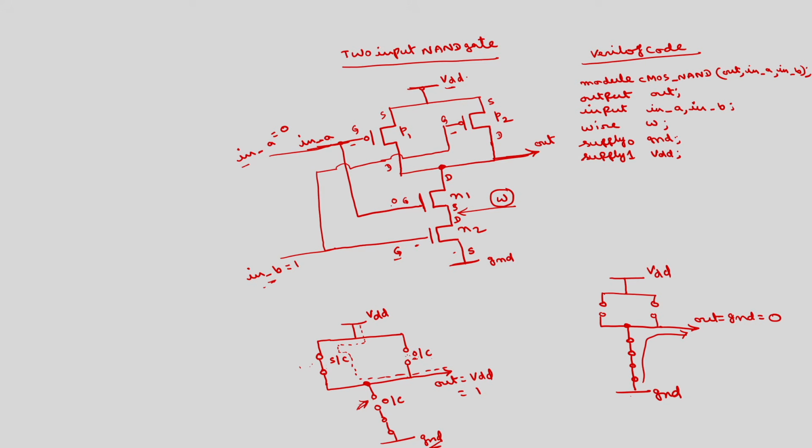Now, coming to this P1, PMOS primitive, P1, source, drain, gate, the terminal of the source we have to write first. So, for P1 source is at VDD. So, VDD, drain of PMOS is at out. So, comma out, and gate is, for PMOS P1, in A.